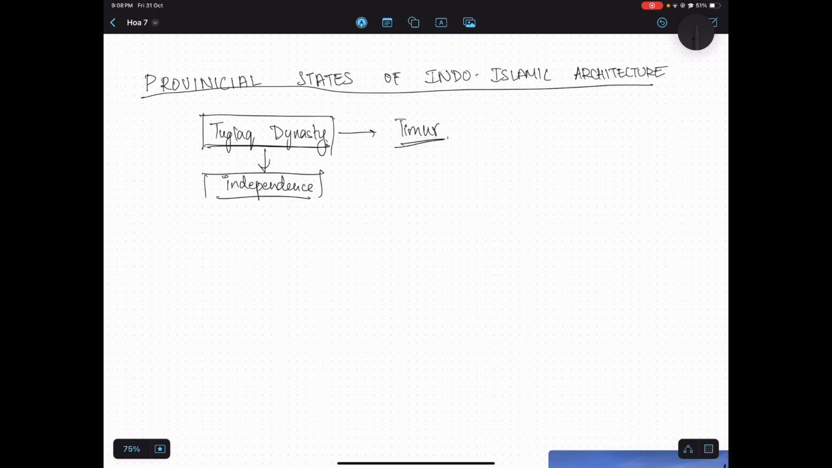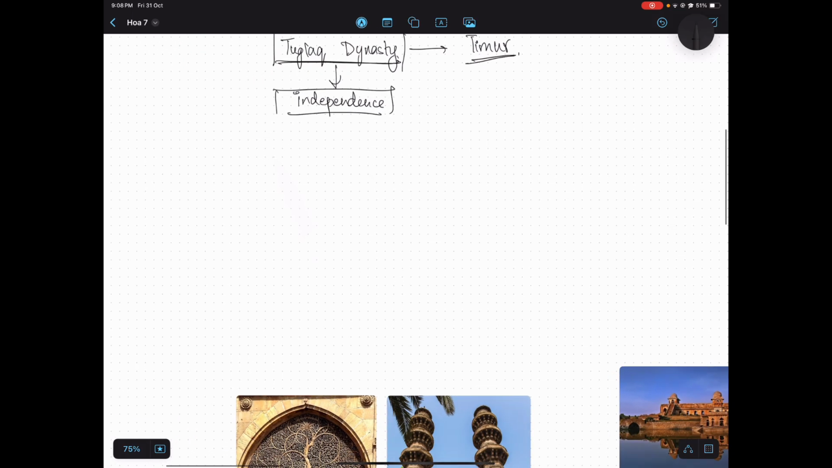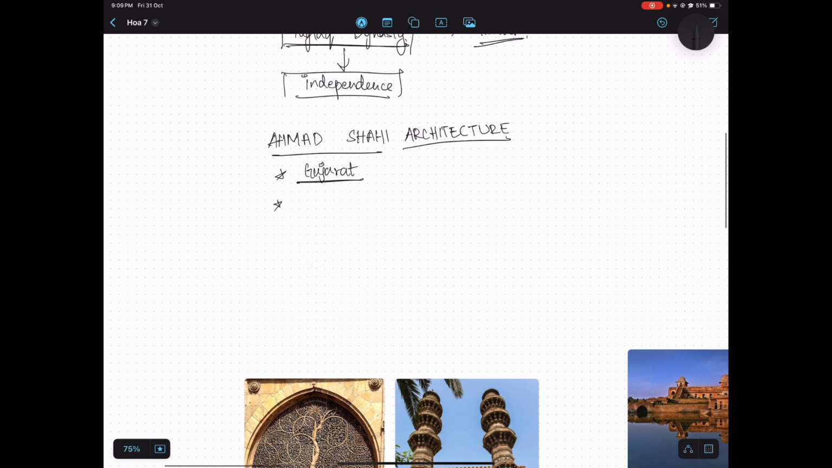So let us start with Ahmad Shahi architecture. This is basically from Gujarat. In and around Gujarat, the craftsmen, even before the Islamic invasion, worked extensively on stone, and that was still followed in a lot of the other structures.